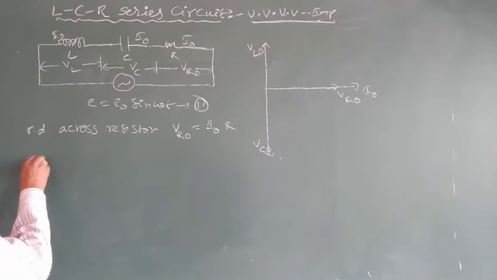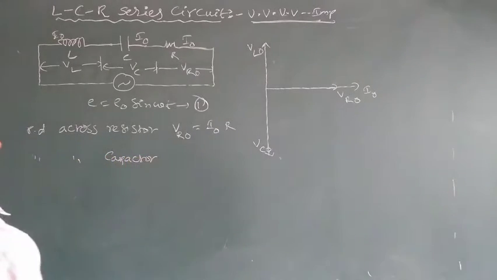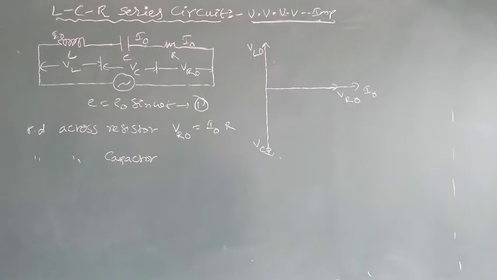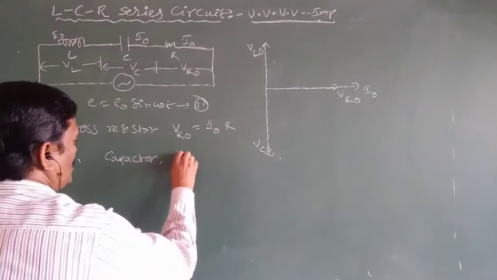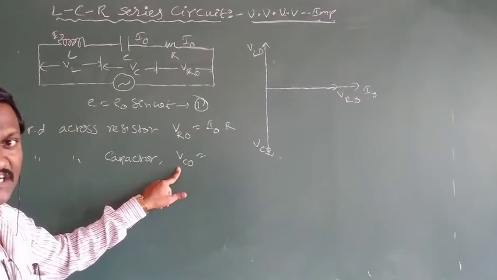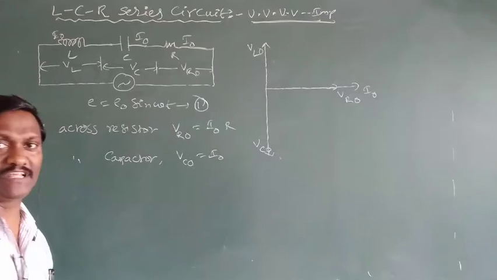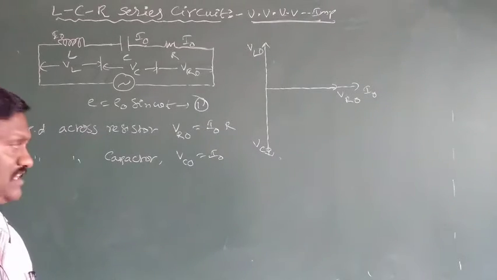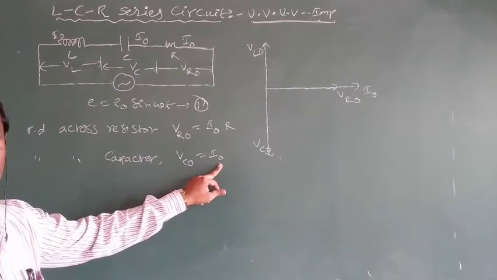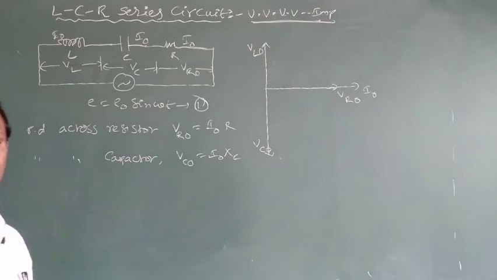Next, the PD across the capacitor. The peak voltage across a capacitor is VCO. It is also equal to the product of current and resistance. If the voltage is peak, current is also peak. And the resistance of a capacitor means XC, the capacitive reactance, because the capacitor has XC equal to 1 by omega C.